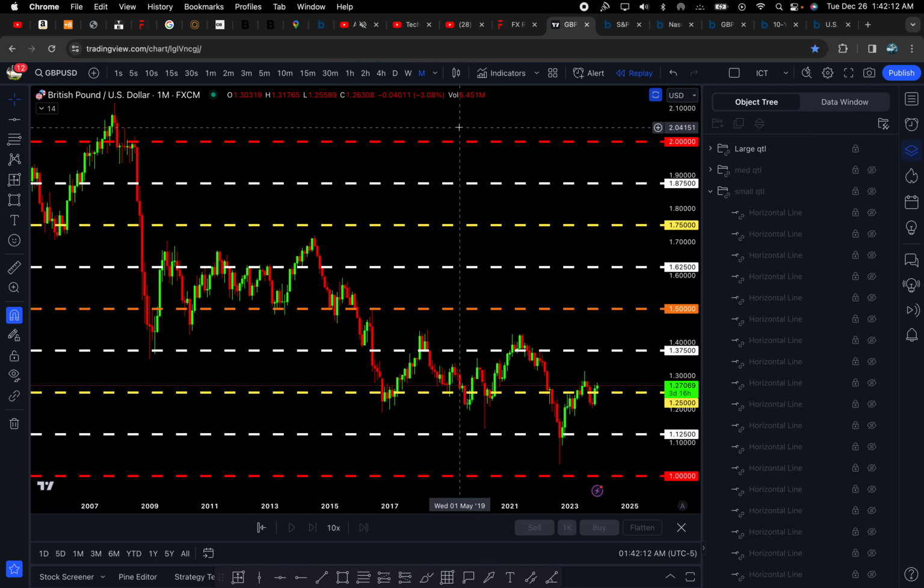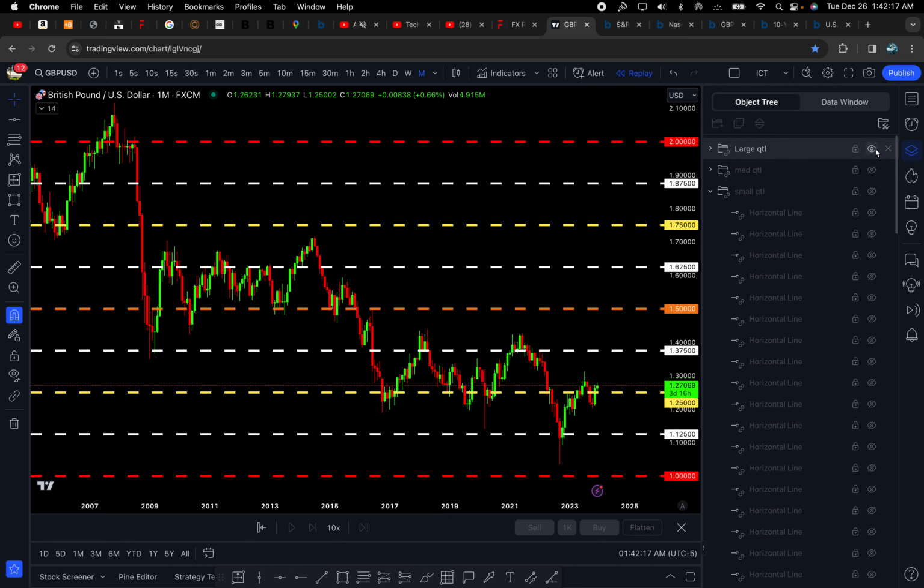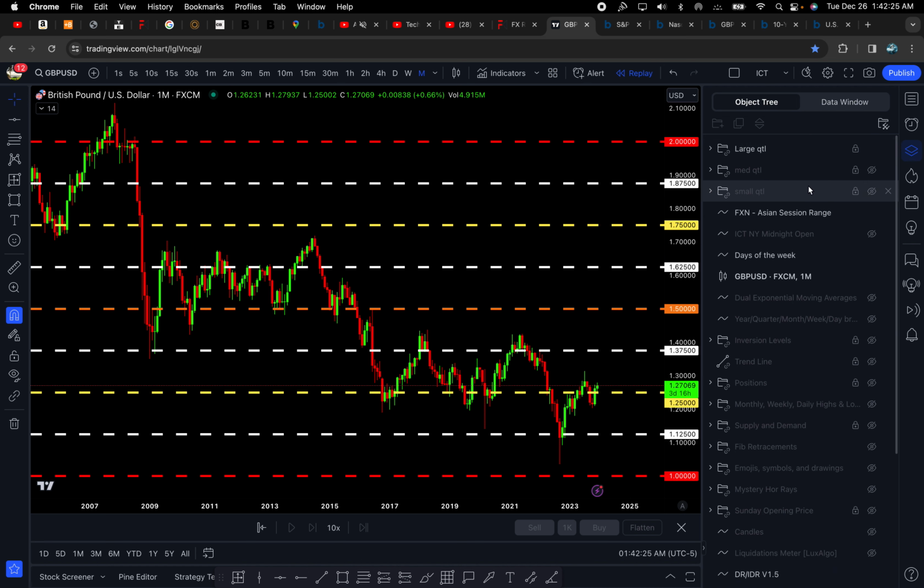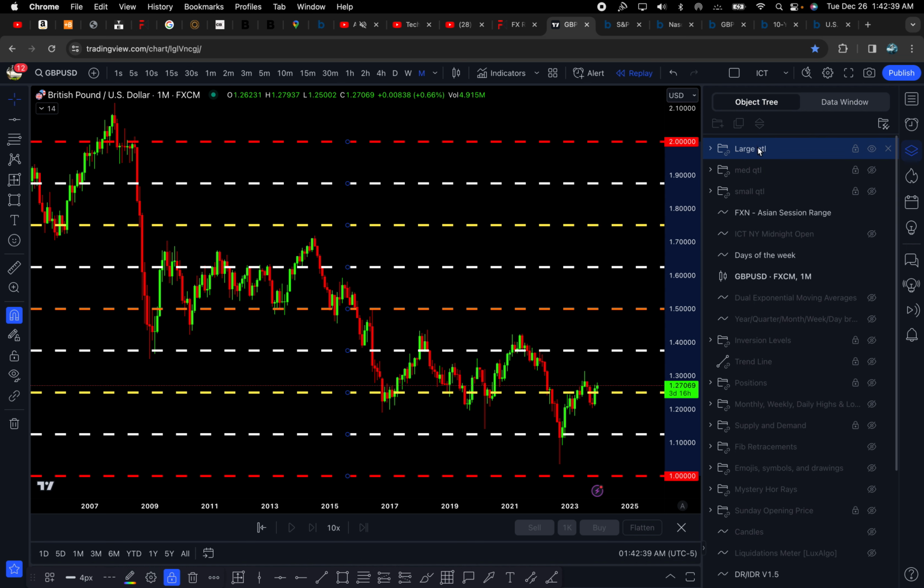Alright, so I just wanted to show you these quarters theory levels, and what they look like. So this is 1.0 to 2.0, which is the 100,000 level. Really, what I usually put is 100,000 quarters theory levels. You could do whatever you want.